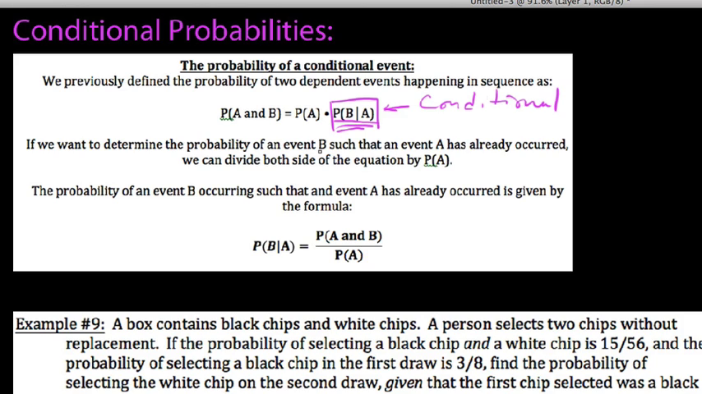Rearranging this algebraically, you end up with this formula down here that defines it this way. I just want to point this out: event B is the event that happens second, and event A is the one that happened first. This is very, very important. We're saying, what is the likelihood that the second event B occurs, given A occurred, past tense? And that's how you would interpret this.